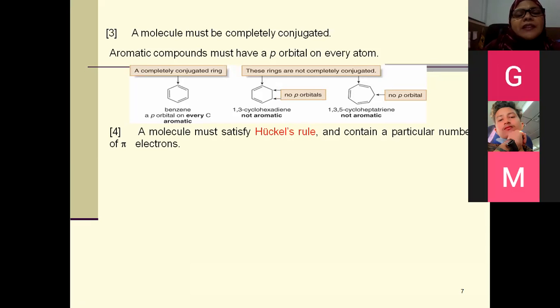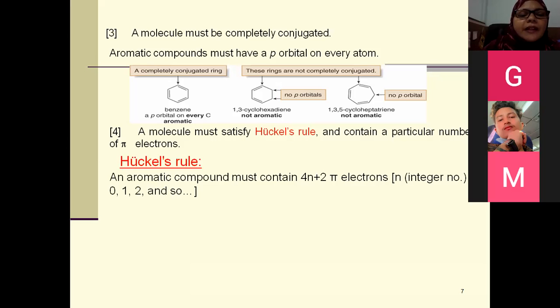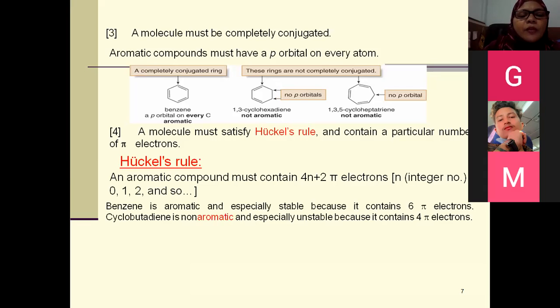Here also we will see some examples. First we will see what is Huckel's rule. An aromatic compound must contain 4n plus 2 pi electrons, where n is an integer number: 0, 1, 2, 3, 4, 5. This is nothing but Huckel's rule. So benzene is aromatic and especially stable because it contains 6 pi electrons.